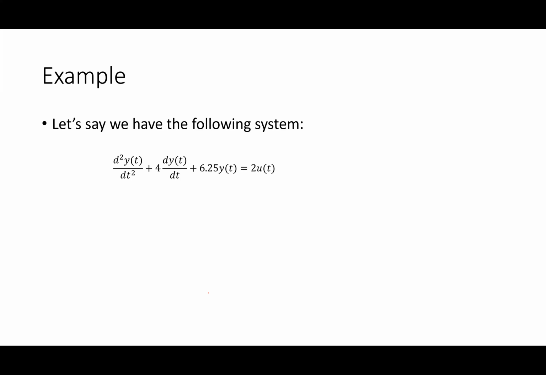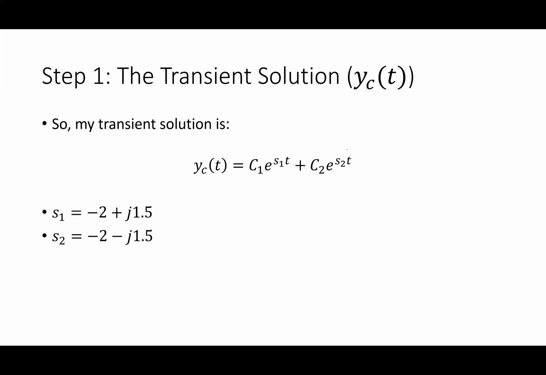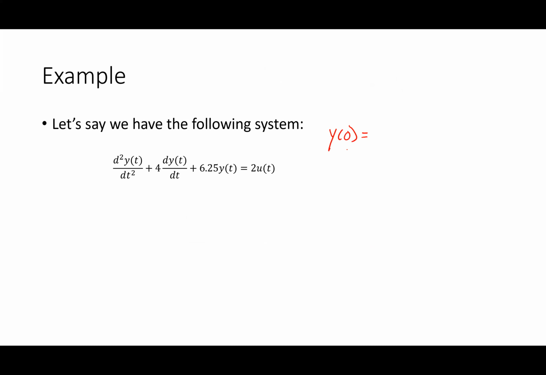All right, so I've got this example, and I forgot to write out what my initial conditions are. I'm going to jump ahead and jump back. y of 0 is 10, and dy by dt of 0 is 1.